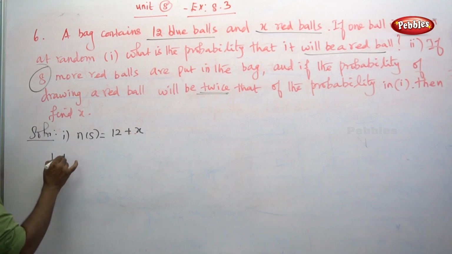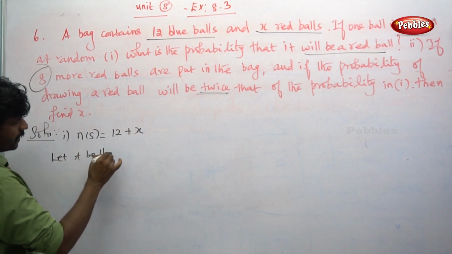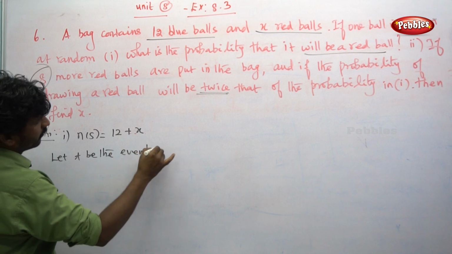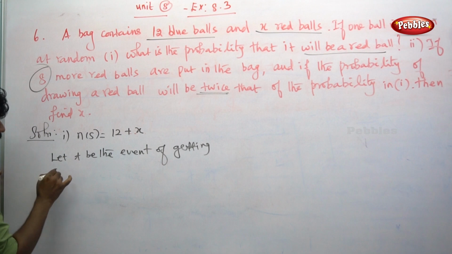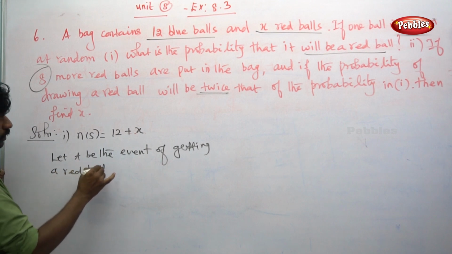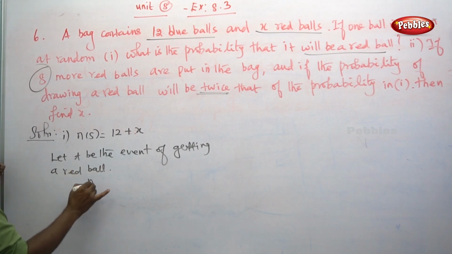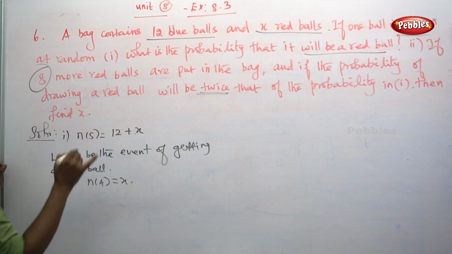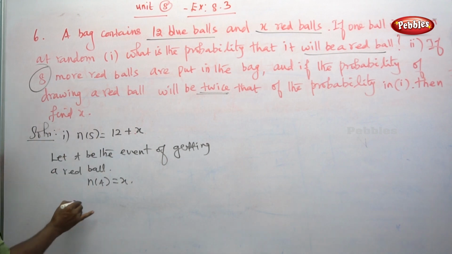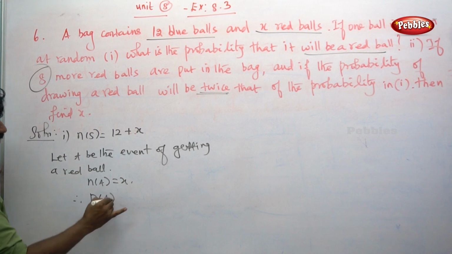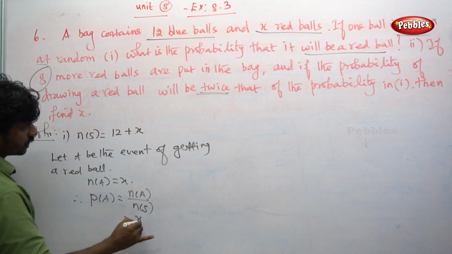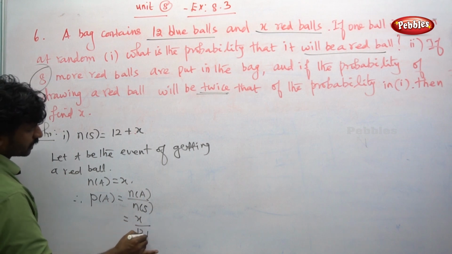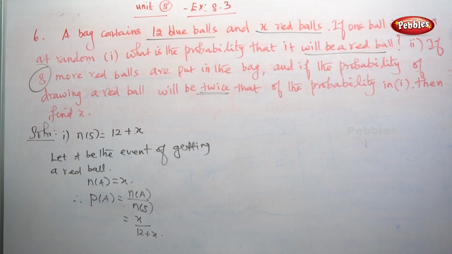So let A be the event of getting a red ball. So red ball is equal to what here? The n of A is equal to what is given? x is given for red ball, isn't it? So therefore we take x. The P of A is equal to the n of A by the n of S, which means x by 12 plus x. X by 12 plus x. Now see the second point.